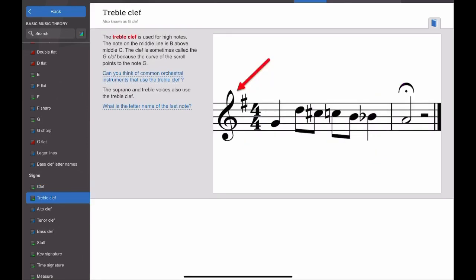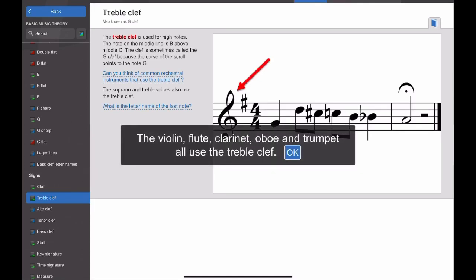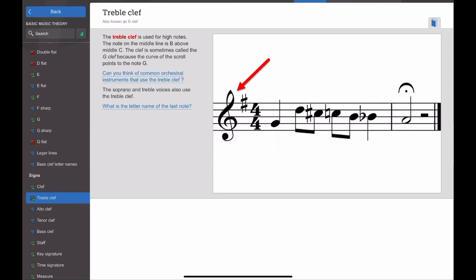Okay, so here is the treble clef. As you see, we know how it's written, and you're welcome to practice writing it. It's a really great thing to be able to do. Violin, flute, clarinet, oboe, and trumpet all use the treble clef. So the last note of this exercise is an A, because the treble clef crosses the place where G should be. So you see the first note is a G, and the last note is an A.